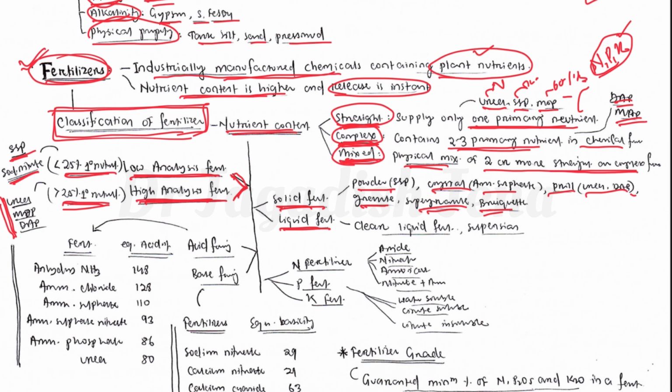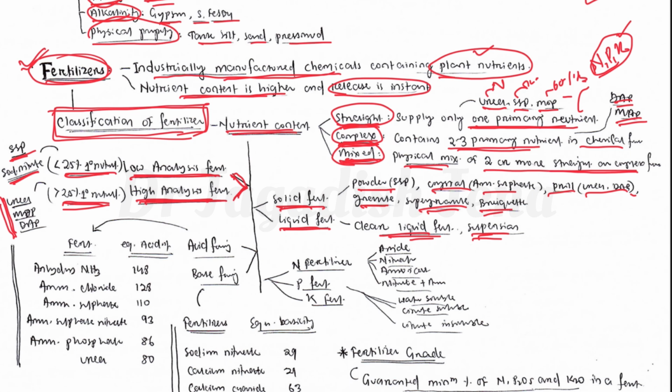Then liquid fertilizer. Basically these are either clear liquid or suspended form. So there are different fertilizers available in liquid form like aqueous ammonia, then anhydrous ammonia, which is compressed to form liquid because basically it is a gas but it is stored in liquid form.